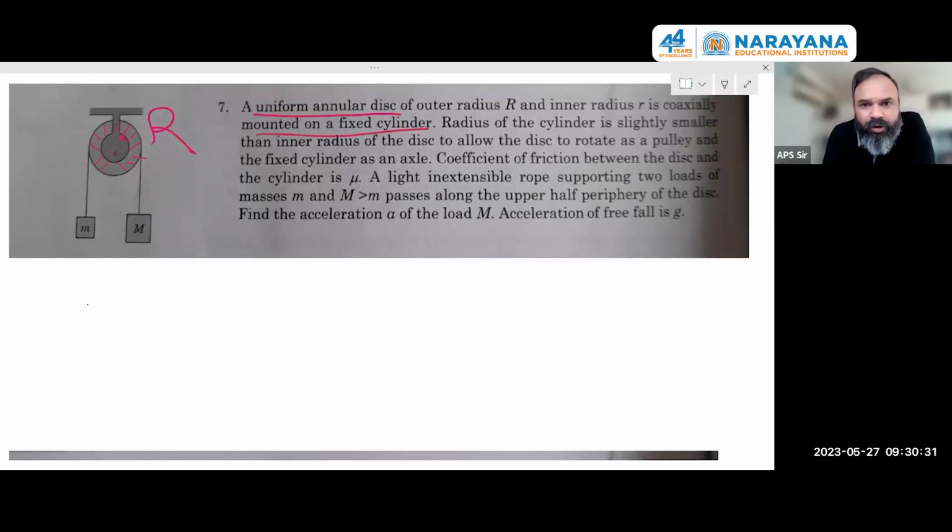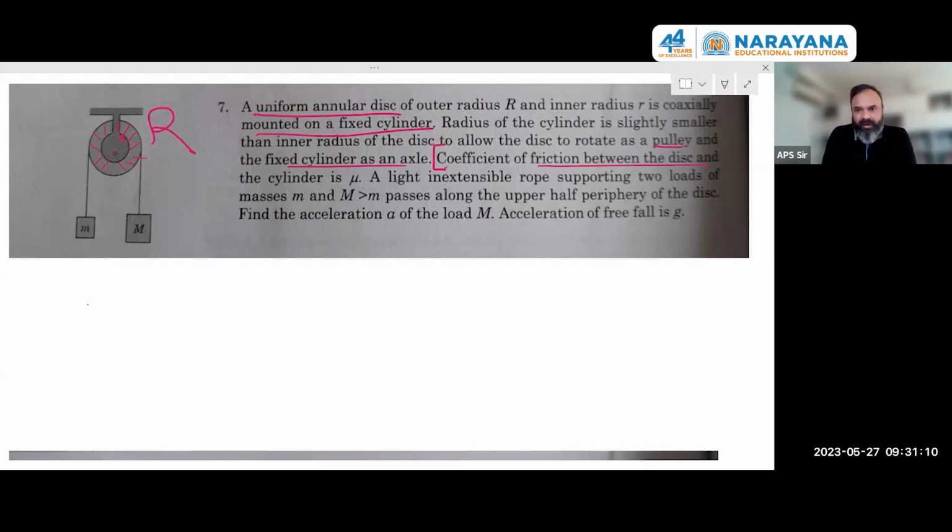It is coaxially mounted on a fixed cylinder. So he's talking about this inner cylinder. This is the fixed cylinder he's talking about, right? Now the question is, the radius of the cylinder is slightly smaller than the inner radius of the disk. So basically there is a gap here between the annular disk and this fixed cylinder. So it can rotate freely there as a pulley and the fixed cylinder as an axle. The good thing is, he says the coefficient of friction between the disk and the cylinder is mu. At all these contact points, it is mu.